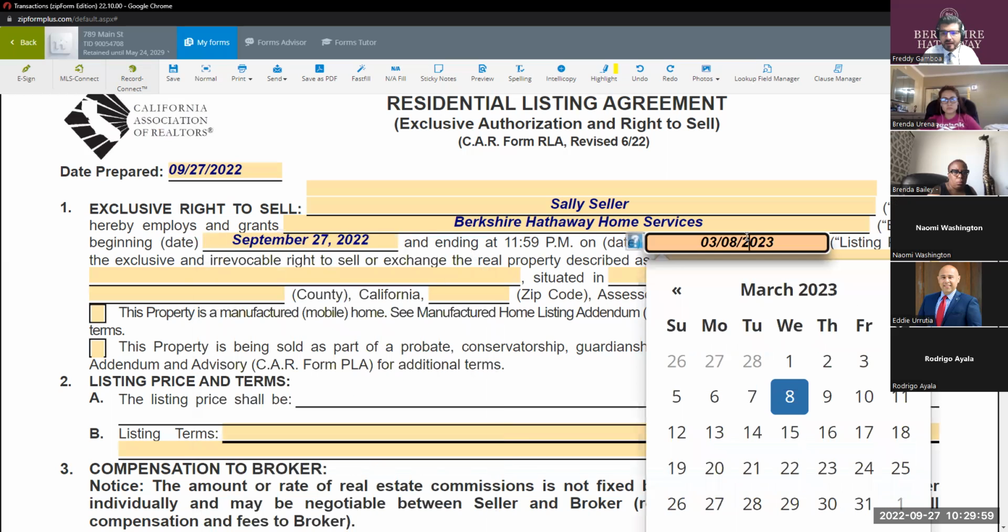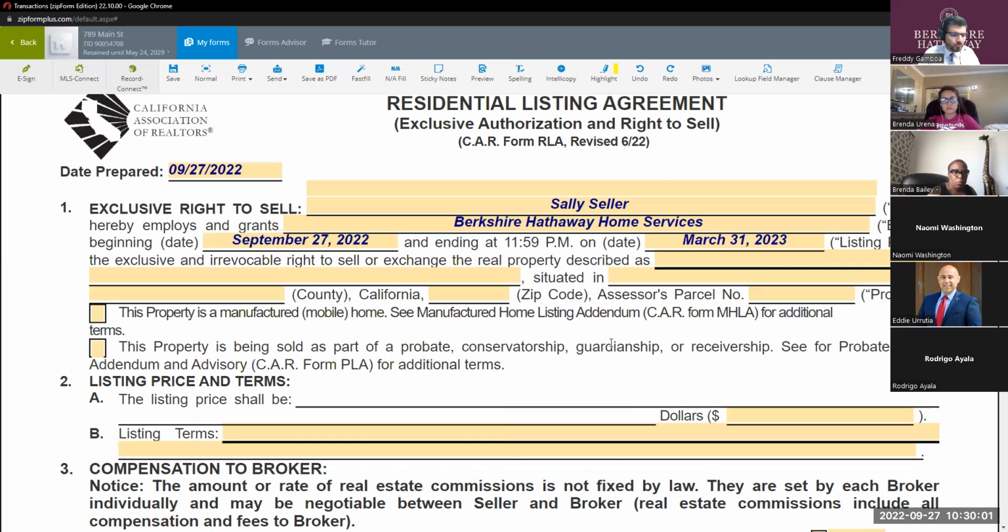Now keep in mind another thing: the beginning date is when the property should go on the market. It's not this date here. This is the date it should go on the market. So can I modify the day it should go on the market? Yes, you may. Yes, you can.